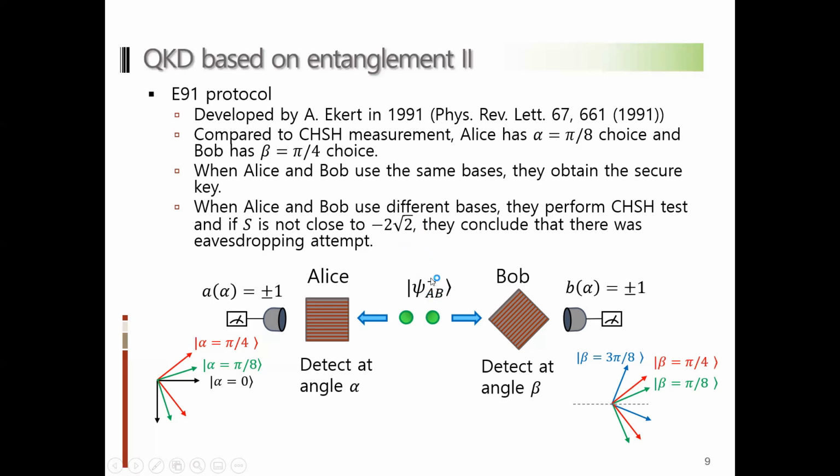Also, even if there is any kind of eavesdropper, the calculation of the CHSH value won't reach the square root of 2 type of value. So again, they might suspect that there was some kind of problem during the transmission, and they will just discard all those keys.